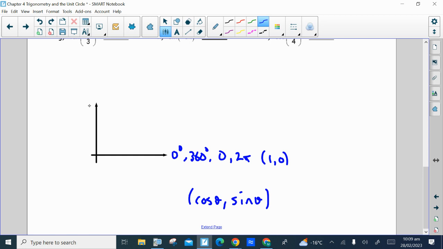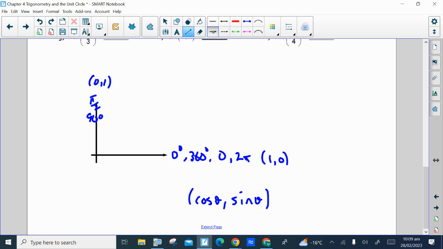Up here at 90 degrees, or pi on 2 radians, the coordinates are 0, 1. Again, because it's a unit circle. To get to that point, you don't go left or right, you go up 1 unit. And that tells us that the cosine of pi on 2 radians is 0. The sine of pi on 2 radians, or 90 degrees, is 1.